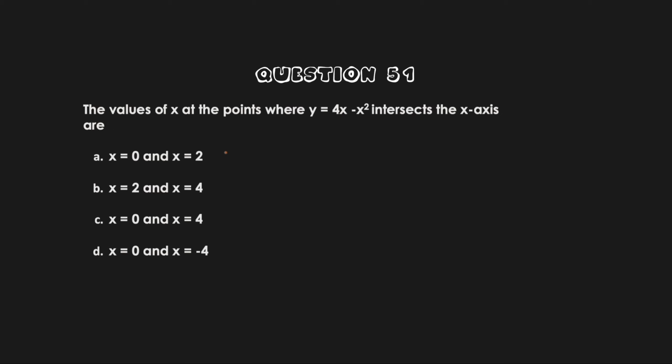So for this one, we said the values of x at the points where y equals 4x minus x squared intersects the x-axis are. So it's going to intersect with the x-axis when y is equal to 0. So therefore, we could say 0 would be equal to 4x minus x squared. So now we need to figure out the values of x when this is equal to 0. So in order to do that, I can factorize. So I'll say 0 is equal to, what's the common factor between these two here? X. So then we have x open brackets 4 minus x. So when I walk this back, I'll get the same thing. X times 4 is 4x, and x times minus x is minus x squared.